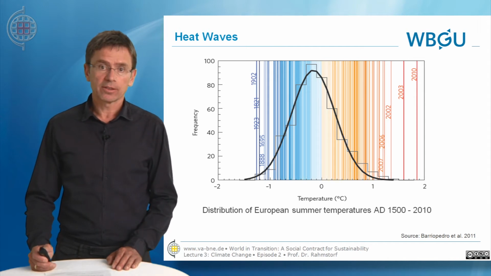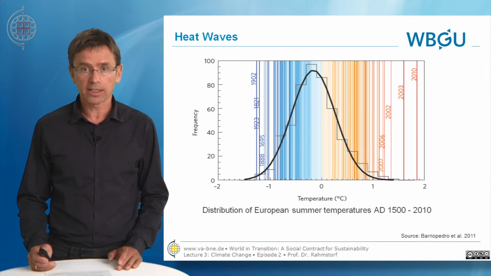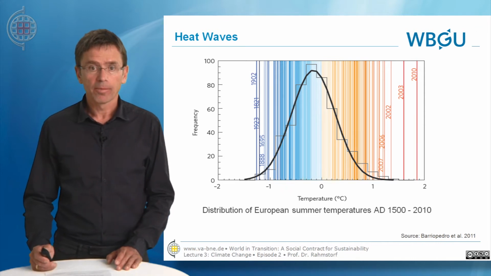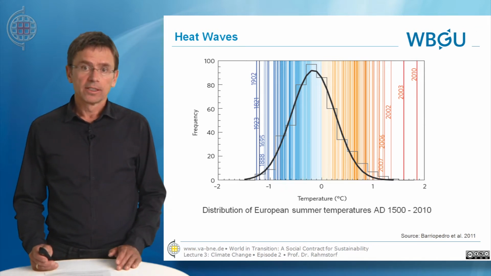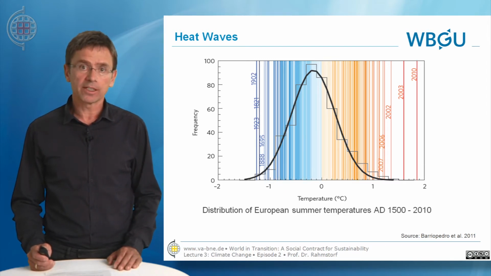And you can see that the recent very hot summers like 2010 and 2003 really are way off to the right side. They are kind of outliers. And just the fact that the 5 hottest years were all in the last decade already shows you that this is not just some random distribution, but that you really see the effect of global warming happening here.